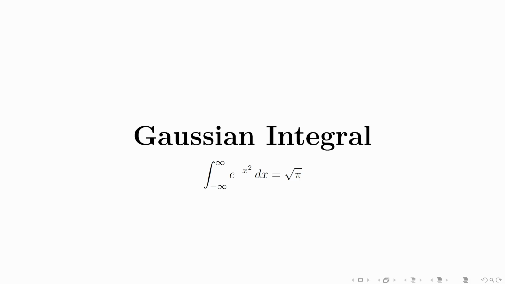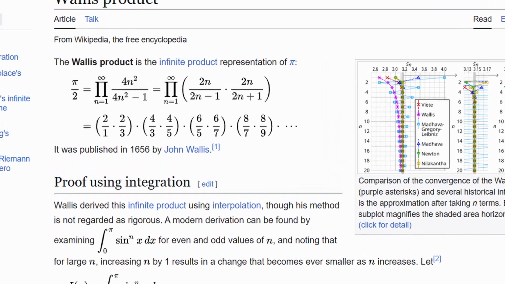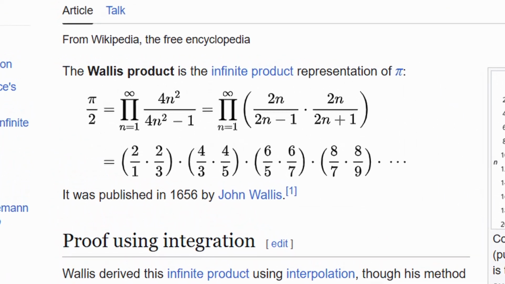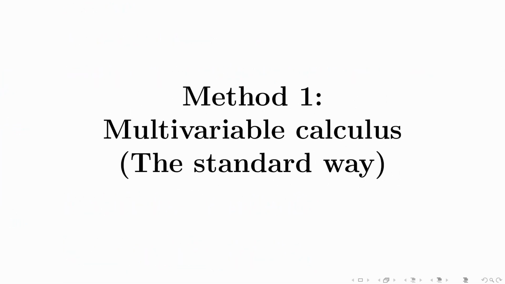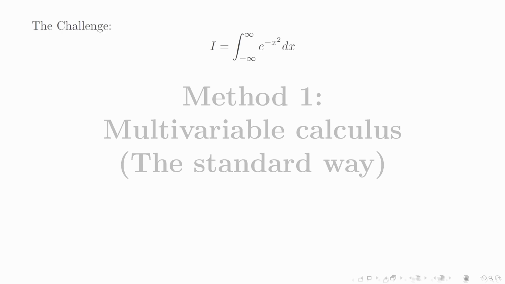But in this video, you and I are going to explore a way to bypass the double integrals and use an identity from 1655, which is Wallis's product. First, let's look at the multivariable proof so we know how it unfolds.